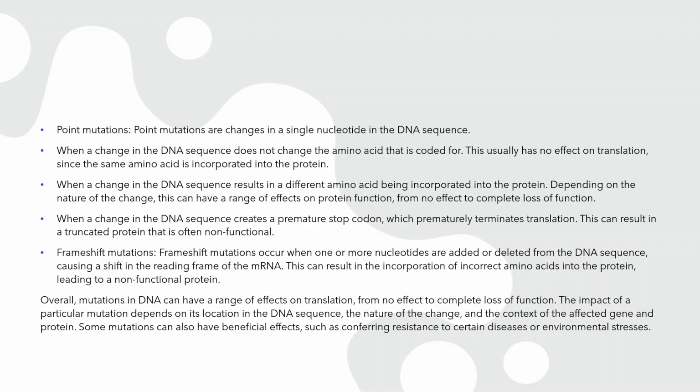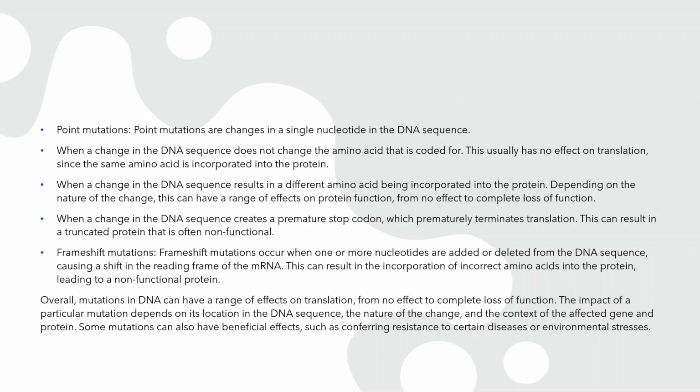And another is when a change in the DNA sequence creates a premature stop codon, which will stop translation before it needs to, which will often ruin the protein it is creating. And then the next type of mutation is a frameshift mutation, which occurs when one or more nucleotides are added or deleted from the DNA sequence, causing a shift in the reading frame of the mRNA, which can be either adding a nucleotide or deleting one.